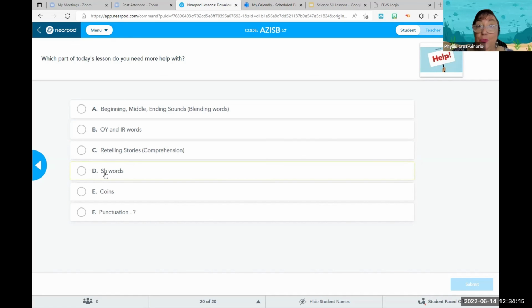How about the SH words? Do you want some more help with SH words? Shh, shh, shh. Oh, what about coins? Oh, definitely. That's a good one to practice. If you think you need some more work with that, mark that one. And the last one, punctuation, periods and question marks at the end of your sentence. Do you need some help with that? So choose your answer. And we are all done for the day.